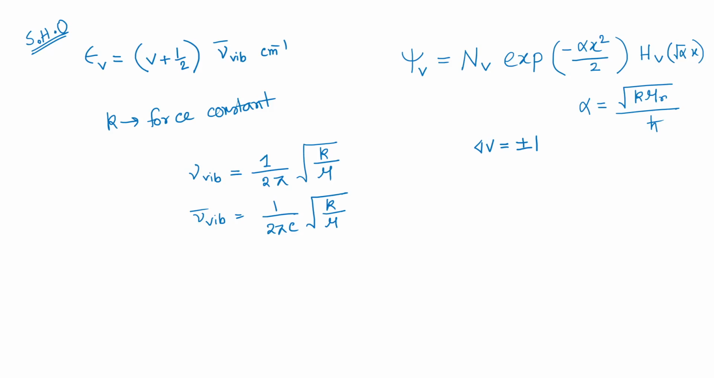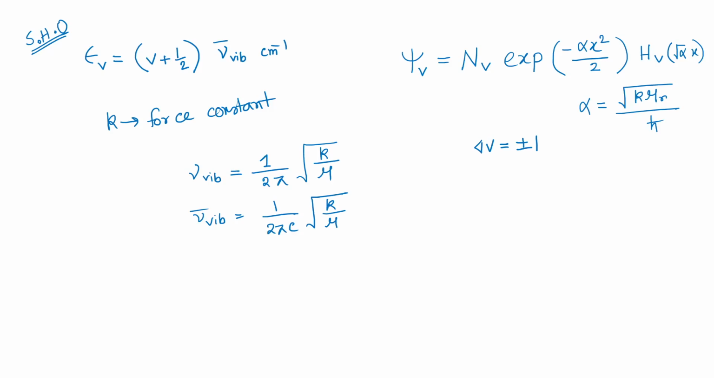This is a selection rule: delta v equals plus or minus 1. What are the other conditions? There must be a change in dipole moment. What about a permanent dipole moment? It is not required, but there must be a change in dipole moment while the transition takes place.